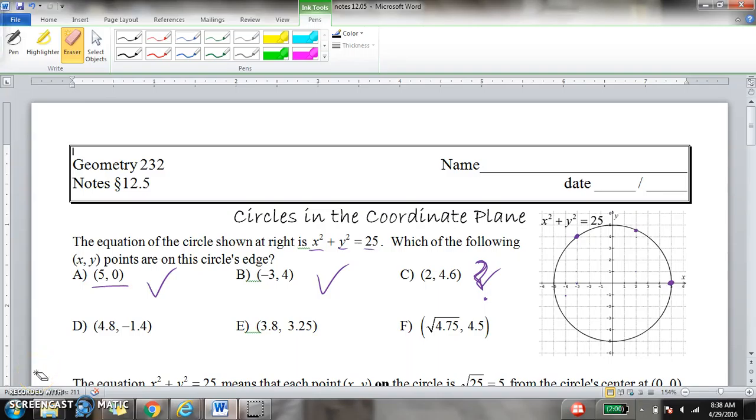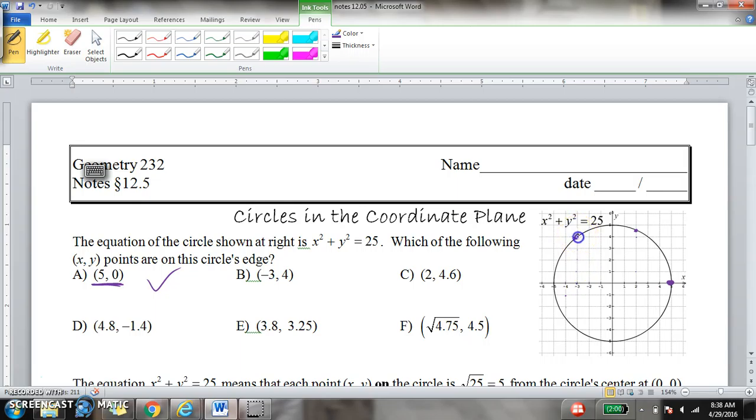This is Geometry, section 12.5, circles in the coordinate plane. In this section, we're going to learn how to write the actual equations of circles and graph them in the coordinate plane. We first are going to decide if the following points are on the circle. So we're just going to look at the circle to start off. (5, 0) is right here. That is on the circle.